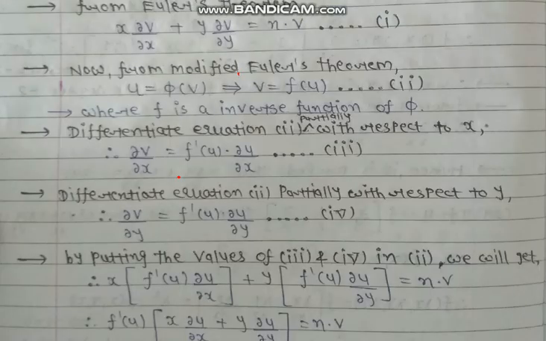So basically we have statement 2 and statement 1, that is x del v upon del x plus y del v upon del y is equal to n into v, and another one is this. Now focus on equation number 2. So now this statement, only this statement, that is v is equal to f of u.